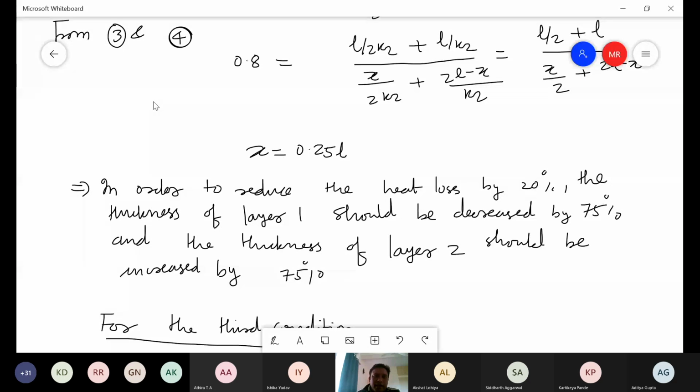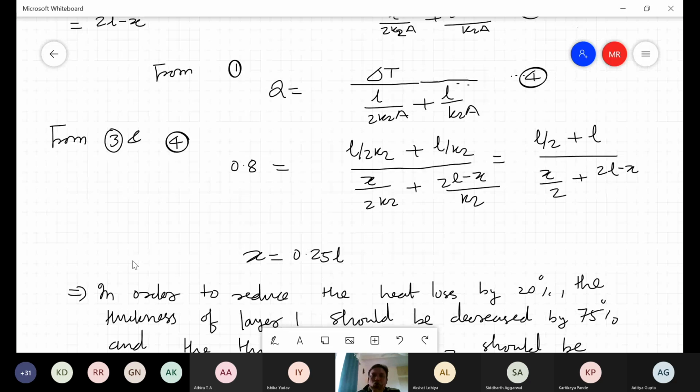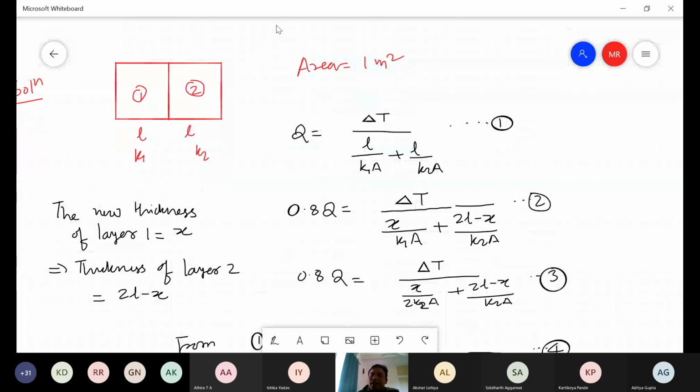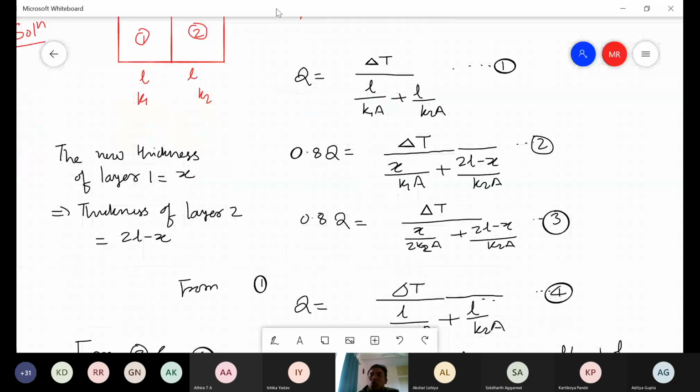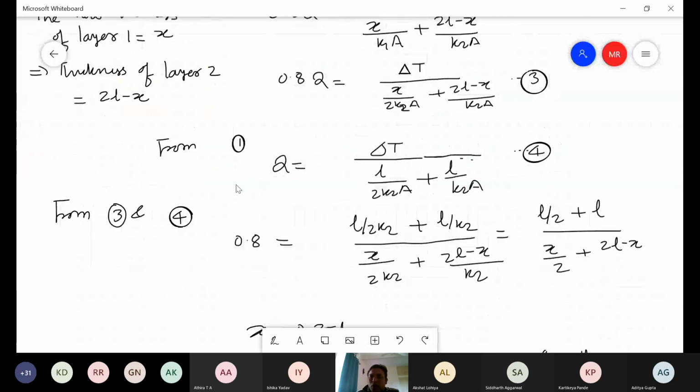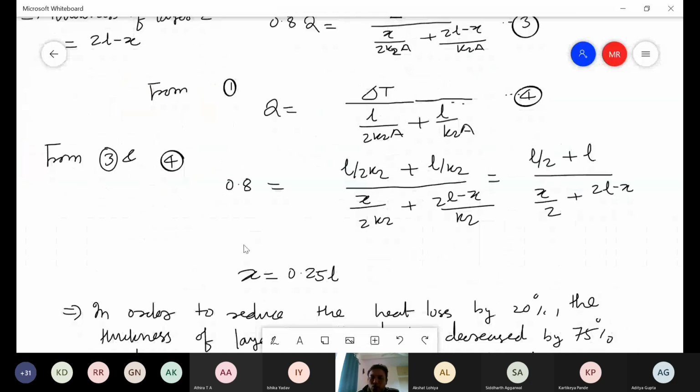I can go up and we can again see the statement here. You can clearly see, in the second part, what would be the fractional reduction in the heat flow if the material of layer 1 is replaced by the material of layer 2. So in the second part, what has been asked is, layer 1 is completely replaced by layer 2, and by doing that, how much will be the reduction in the rate of heat transfer? That is what the question is. Okay.